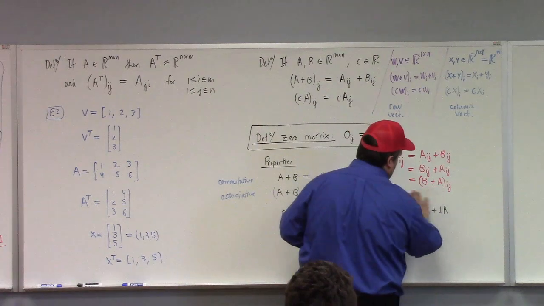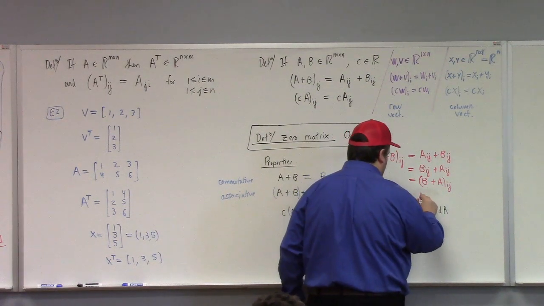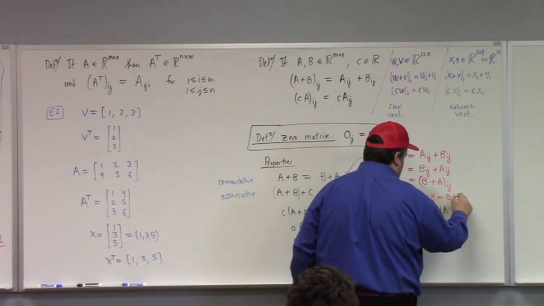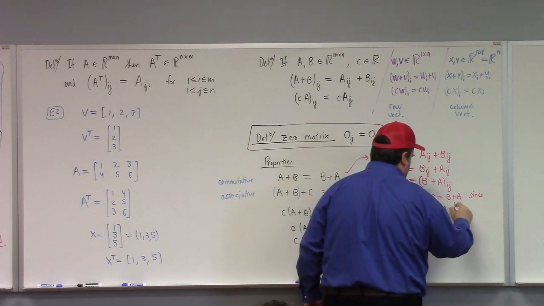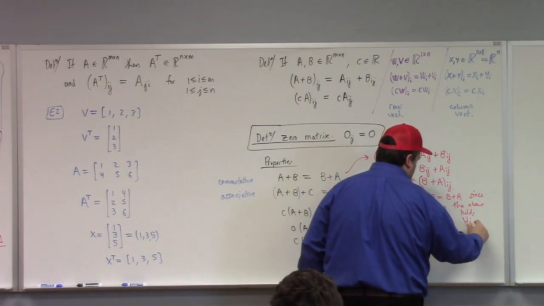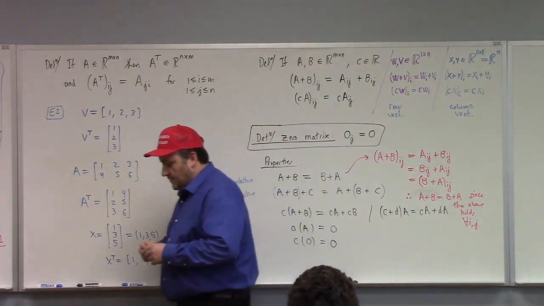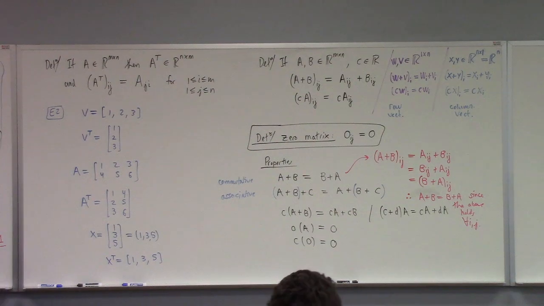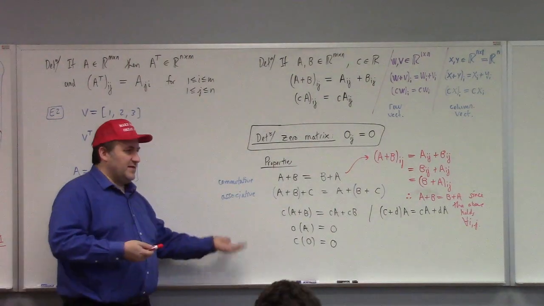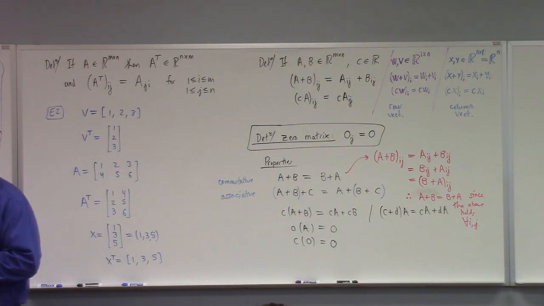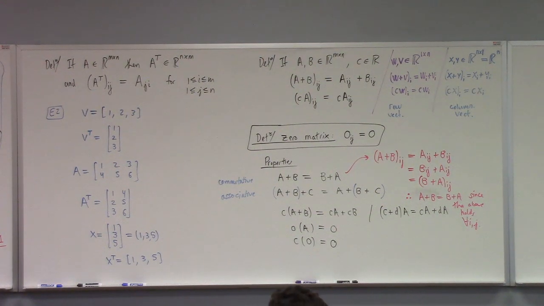And therefore, A plus B is equal to B plus A, since the above holds for all ij. So this is a typical way we prove a property of matrices. We look at the ijth component on the left-hand side, and we prove that it's equal to the ijth component on the right-hand side. And in so doing, we proved the matrix identity. And all of these ones really follow immediately just from the definitions of matrix addition, scalar multiplication, and the corresponding properties of real numbers. All right?